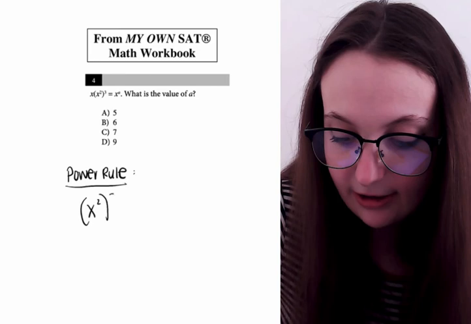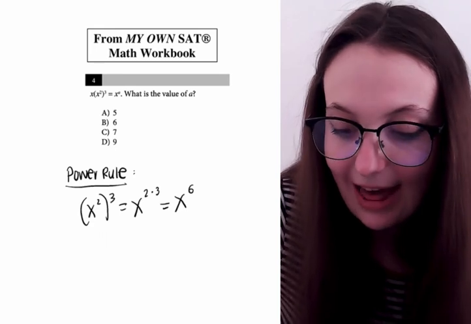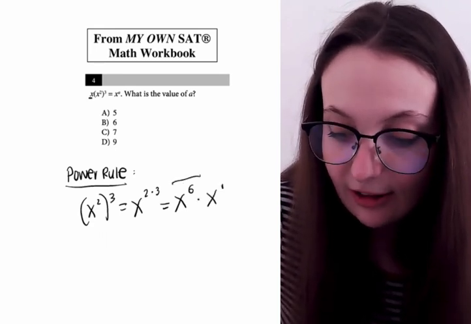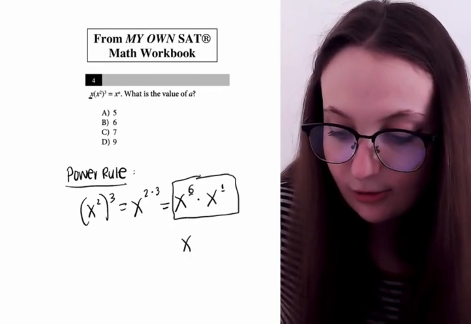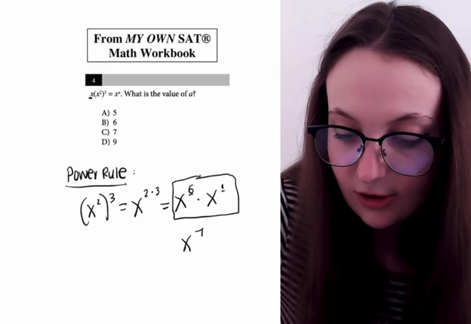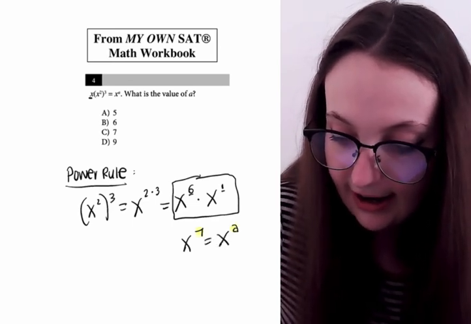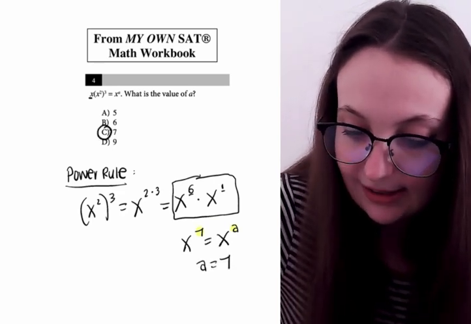So x squared to the third is going to be x to the 2 times 3, so it's actually x to the 6th. And then on the outside, we have another x, so it's times x to the 1. Now that these two are being multiplied together, you add their exponents, which gives you x to the 7th. So x to the 7th equals x to the a. So we know that a has got to be equal to 7, which gives us choice C.